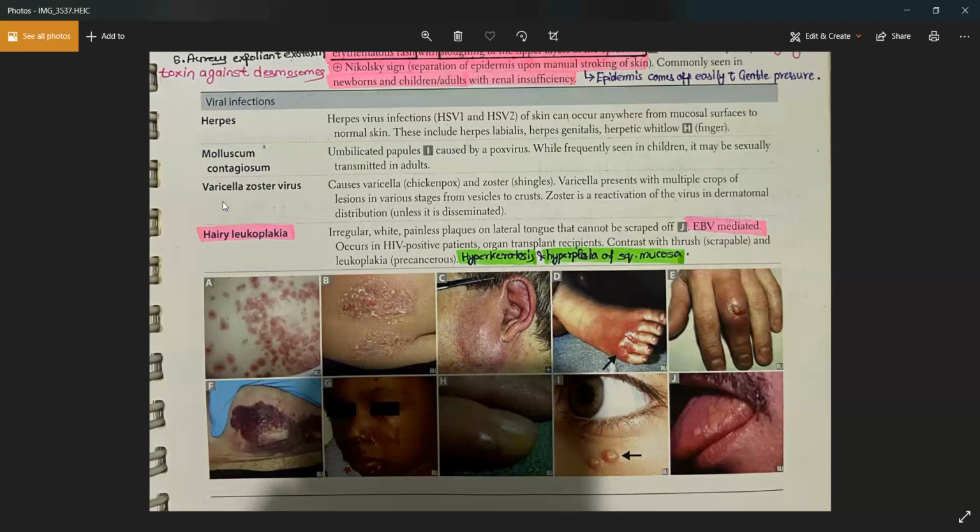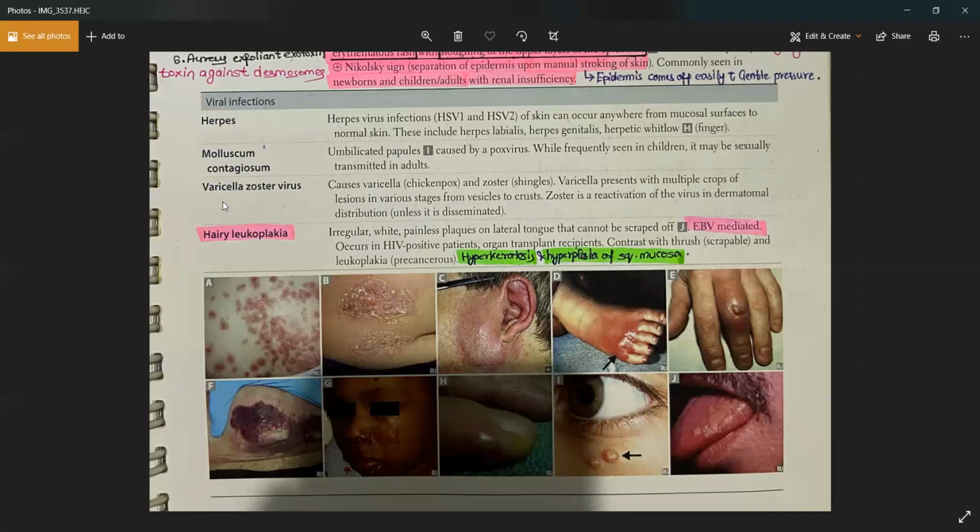Then you have the varicella zoster virus infection, which is chickenpox, and you already know the feature of chickenpox. It is a vesicular rash, and all the vesicles are in a different stage of healing. Some are still papules, some are healing, some are vesicles. So all of the lesions are in different stages. This is what you get from the varicella zoster virus.